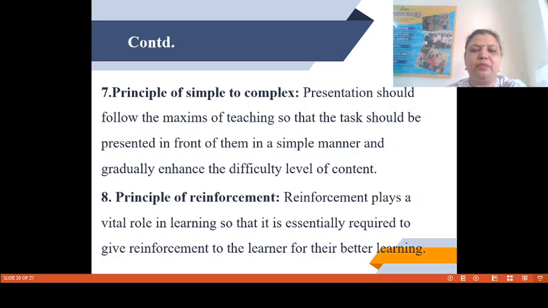Principle of reinforcement. Reinforcement plays a vital role in learning, so it is essentially required to give reinforcement to the learner for their better learning. Reinforcement should be provided by the teacher in appropriate proportion to their performance, so the students will not become overconfident. But yes, appropriate reinforcement helps them in bringing their confidence level up and to perform better in the classroom.